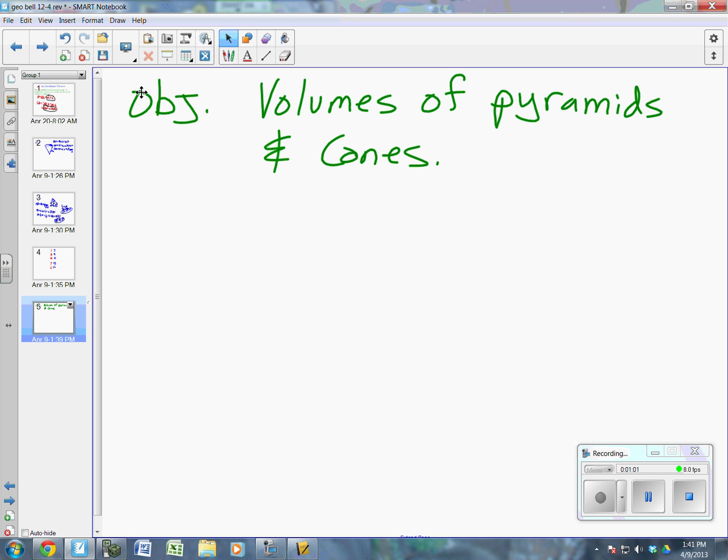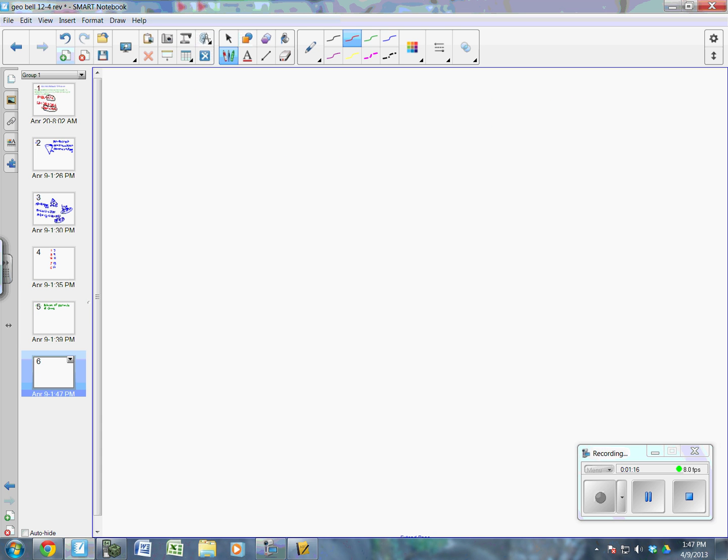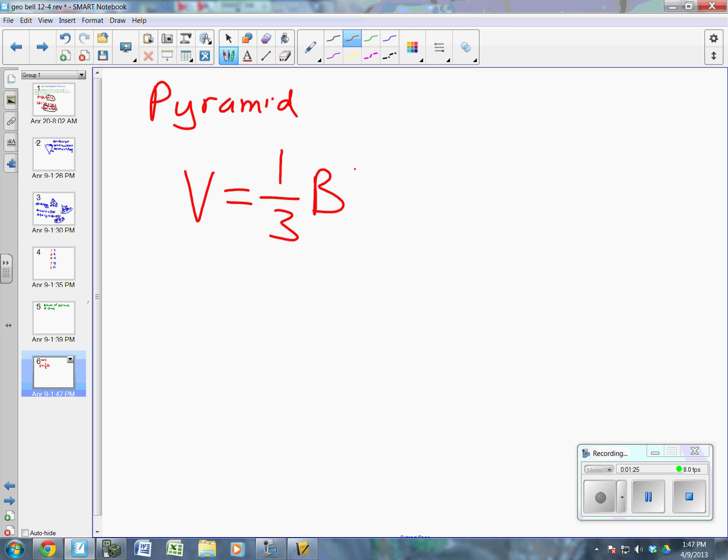I want you to find pyramids on there and look at the formula. Actually, before we do that, everybody leave everything here. For a pyramid, what does it tell us the formula is? Volume of a pyramid is 1/3 area of the base times height. Don't forget that big B means area of the base, right?